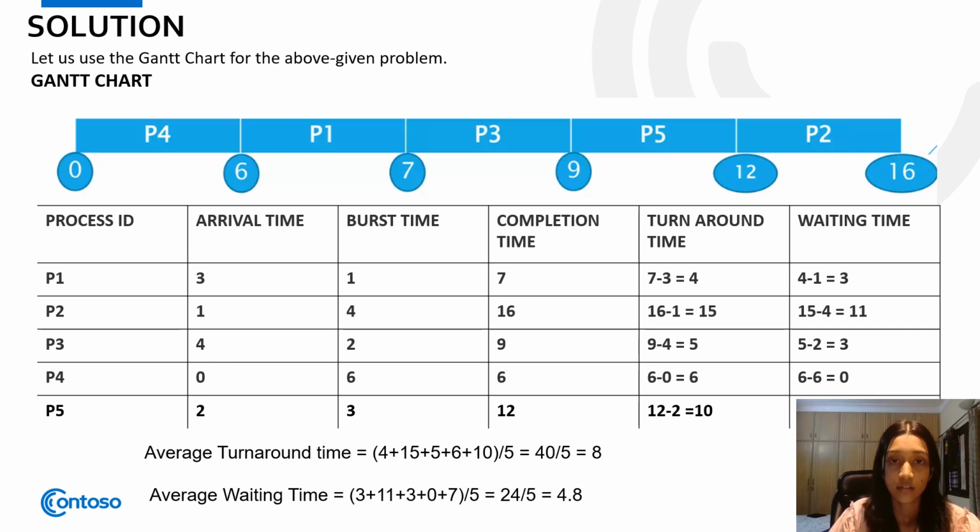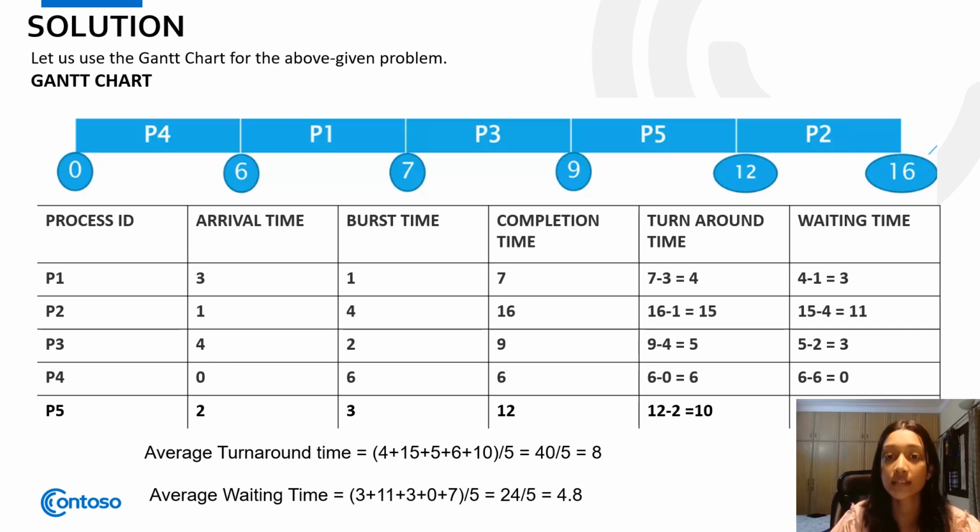Here we have also written the completion time, the time at which each and every process has completed. As we can see, P1 has completed after 7 milliseconds, so we have written 7 here. P2 has completed after 16 milliseconds, so we have written 16 here. And in a similar way, we have written for the other processes.